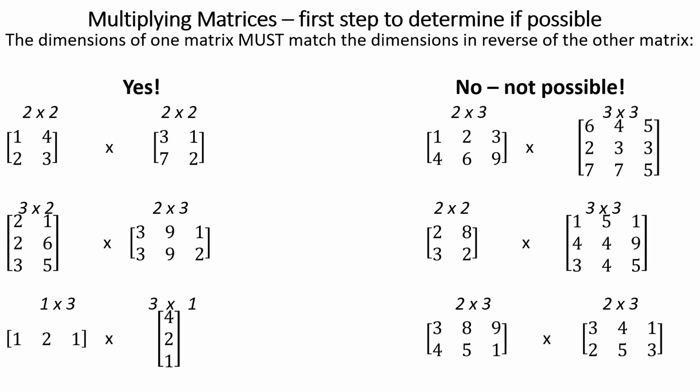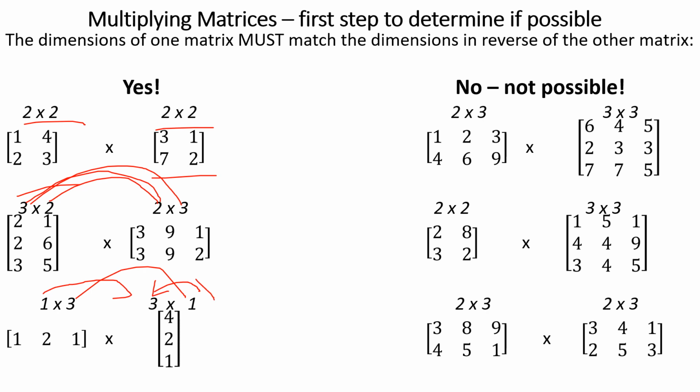We can multiply matrices where they have the same number of columns. These are square matrices, for example. A 2 by 2 can be multiplied by 2 by 2. A 3 by 2 can be multiplied by 2 by 3. Notice the inversion here. 2 by 3 and 3 by 2. We can multiply 1 by 3 by 3 by 1. If the numbers aren't inverted but they're the same, we can multiply those as well.